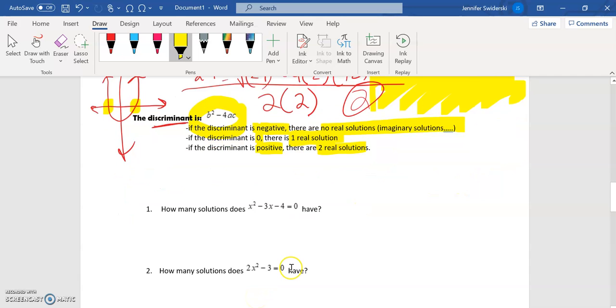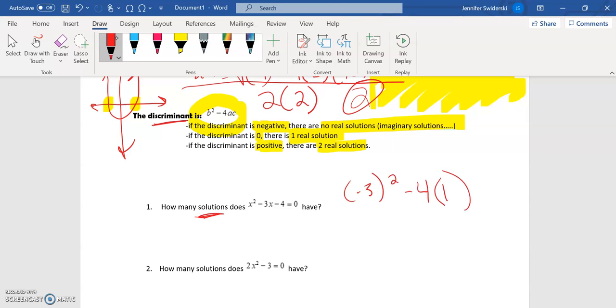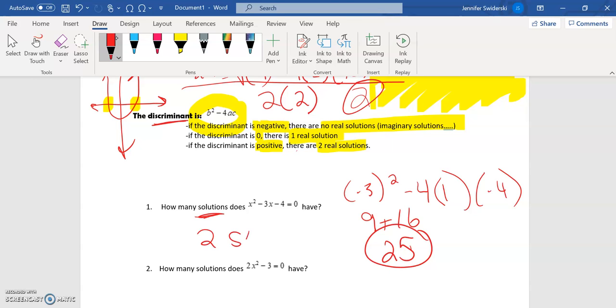Down here, make sure everything's equal to 0. This one, so far so good. They want to know how many solutions we have, so we have to find our discriminant. b squared would be negative 3 squared minus 4 times a times c, which is negative 4. Negative 3 squared gives me positive 9. Negative 4 times 1 times negative 4, well, that's 16. So I'm going to get 25. How many solutions will I have? Since this is 25, that's a positive, so that means this is going to have 2 solutions.